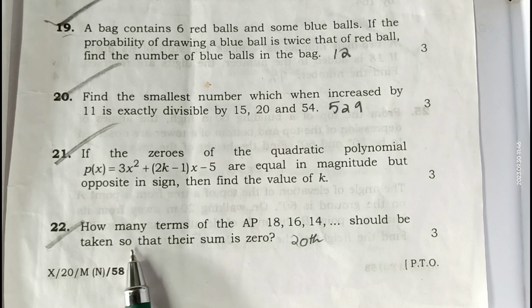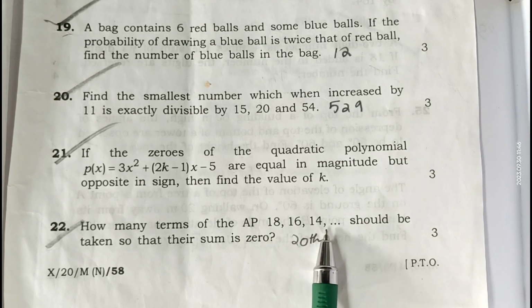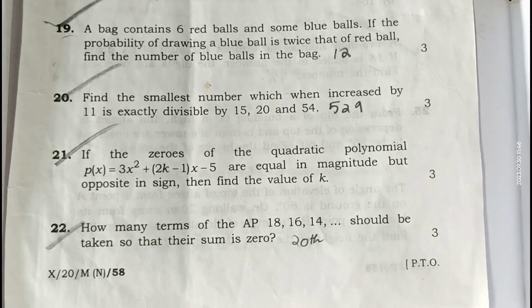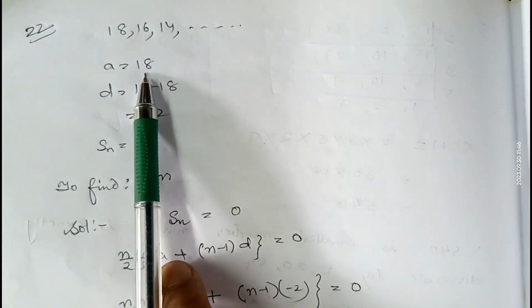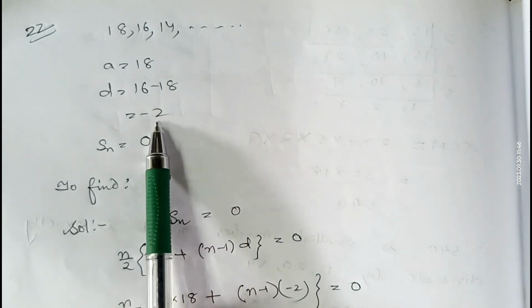Question number 22. How many terms of the AP 18, 16, 14 and so on should be taken so that their sum is 0? Here first term a is 18. Common difference is second term minus first term, 16 minus 18, which is minus 2.